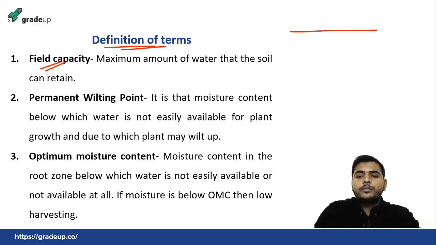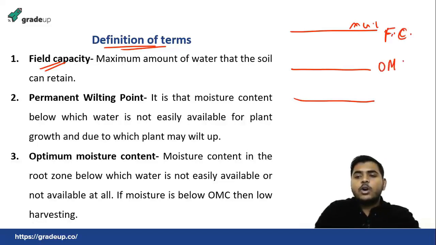Let's see this. This is the ground level, let's assume, and till here we have the field capacity. That is the maximum amount of water which the soil can hold. This is the OMC, that is optimum moisture content. This is actually the optimum level of moisture that must be supplied to the crop so that it can have the maximum harvest. And then we have the PWP, the permanent wilting point.